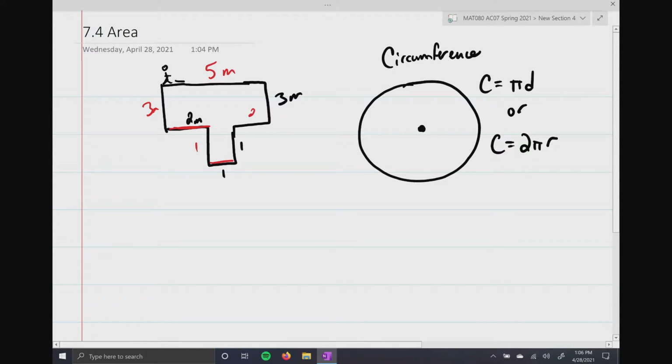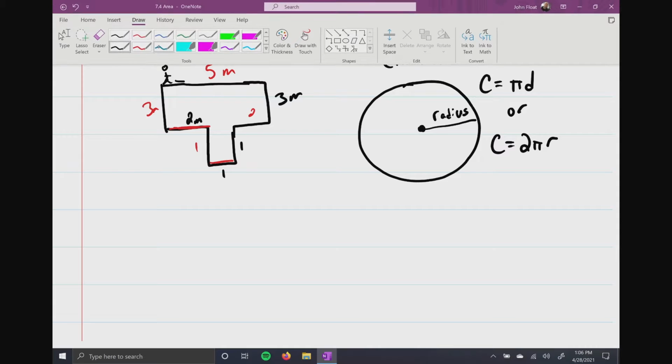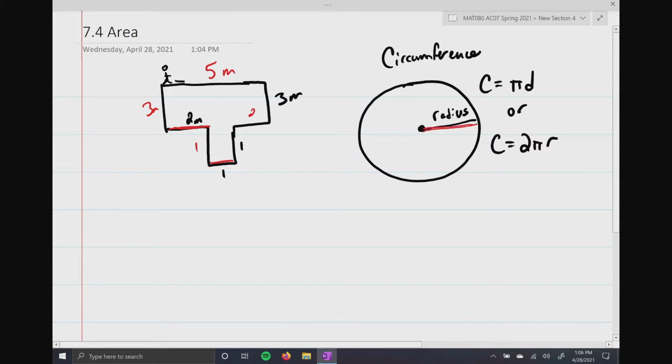So remember, the distance from the center of a circle all the way to the edge would be the radius. And if I extended that radius all the way over to the side in red, that's called the diameter. Okay? So, like I said, it doesn't matter which one you use. You can use either or. And pi is a very special number. And it equals 3.142 down to 3 decimal points.